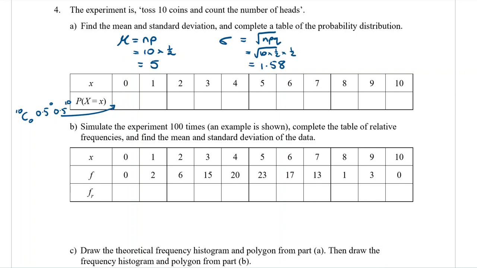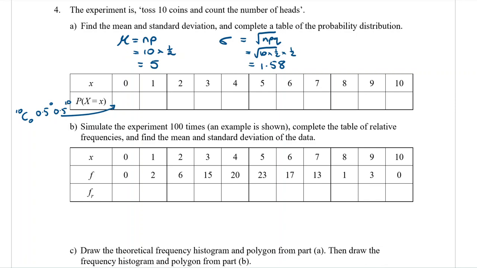What's easier than that though? That's the formula. It's going to be the power of 10 every time, because all you're moving is 1 from the successes to the failure. So it's just going to be 10C0, 0.5 to the power of 10 every time, and you're just going to be changing that 0 on the bottom to 1, then 2, then 3.